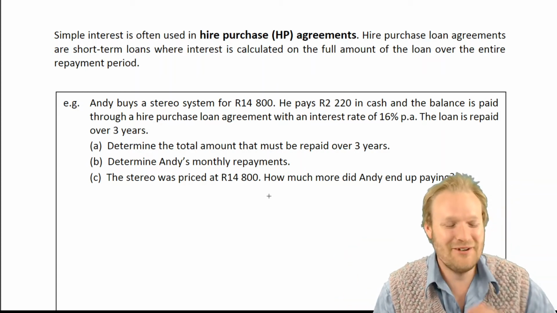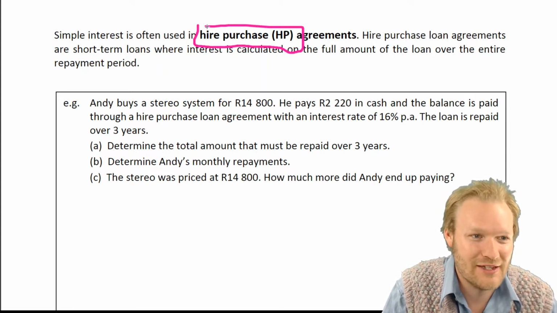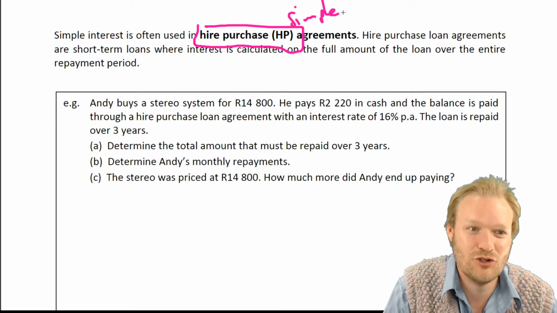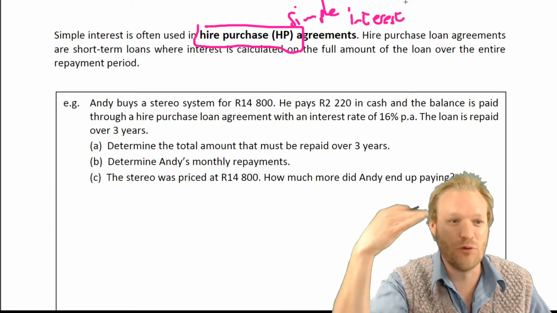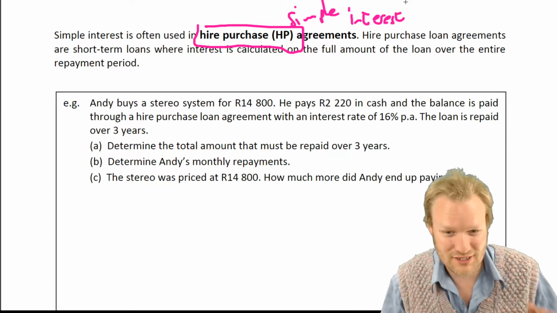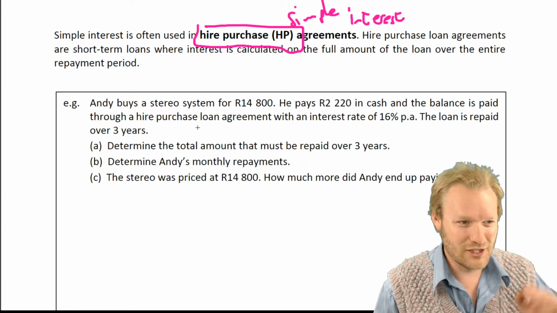So when we look at hire purchase agreements, whenever you see hire purchase, then think simple interest. It's always based on simple interest, so it's always based on the original amount. And you'll see this works in the Loan Sharks Advantage. So let's look at this scenario.